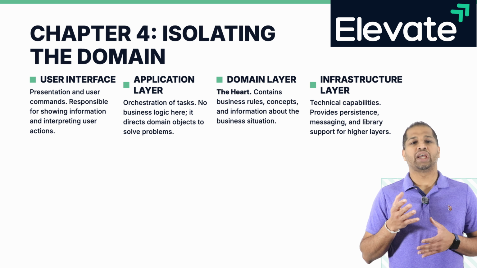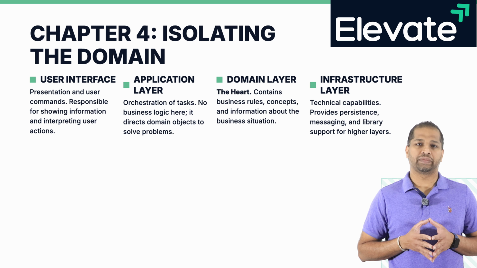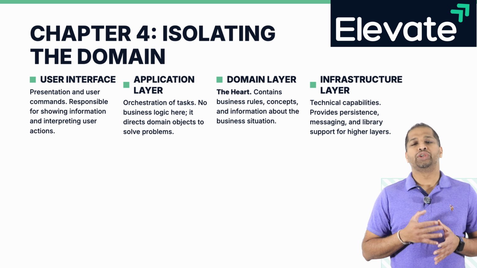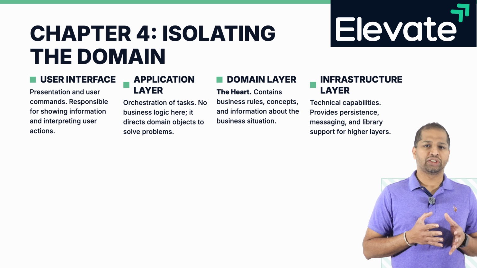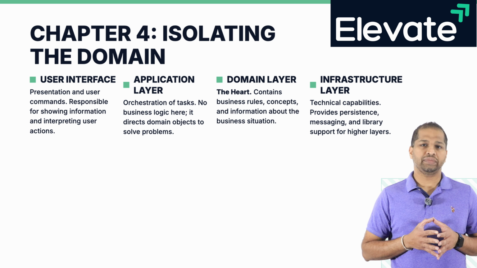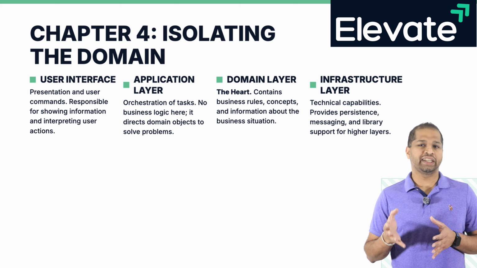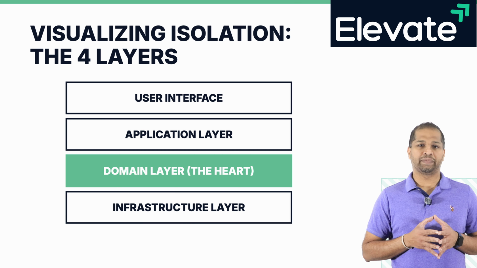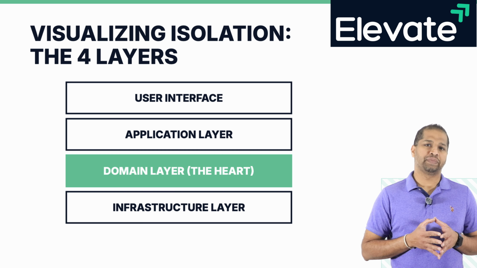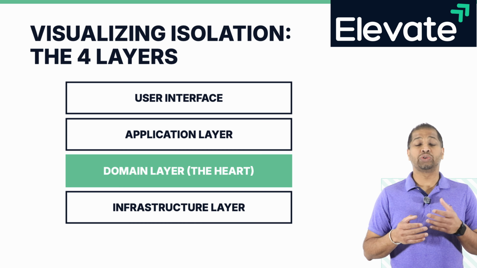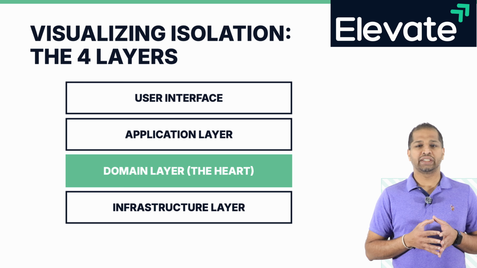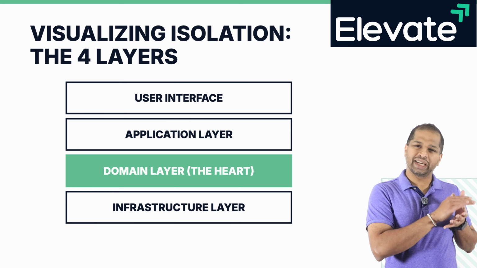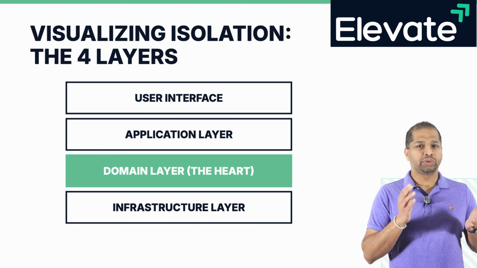Now, let's talk about Chapter 4, Isolating the Domain. In a typical application, you have database calls, UI logic, and security checks all tangled together. Evans proposes a layered architecture to solve this. The most important layer is the domain layer. This is where the business rules live. It should be pure, meaning it shouldn't know about your SQL database or your REST API. By isolating the domain, you make it testable and resilient to technical changes.